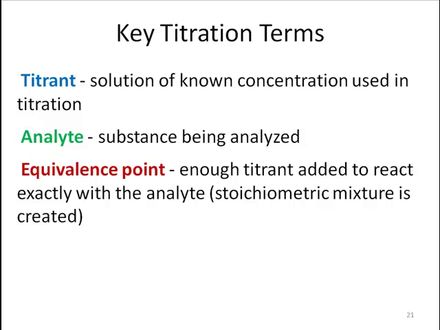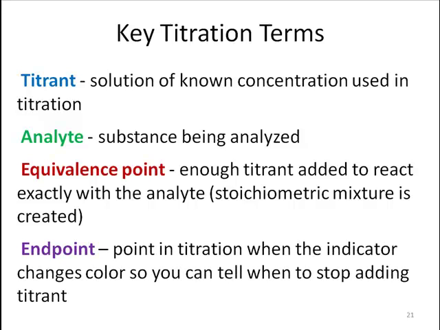Equivalence point: enough titrant added to react exactly with the analyte. A stoichiometric mixture is created. The exact endpoint is called the equivalence point. Endpoint: the point in titration when the indicator stops changing color so you can tell when to stop adding the titrant. It's often the equivalence point for most reactions. So we're going to add the titrant to the analyte to make it get to its endpoint. At that point, we should have the equivalence point with the exact stoichiometric ratios.